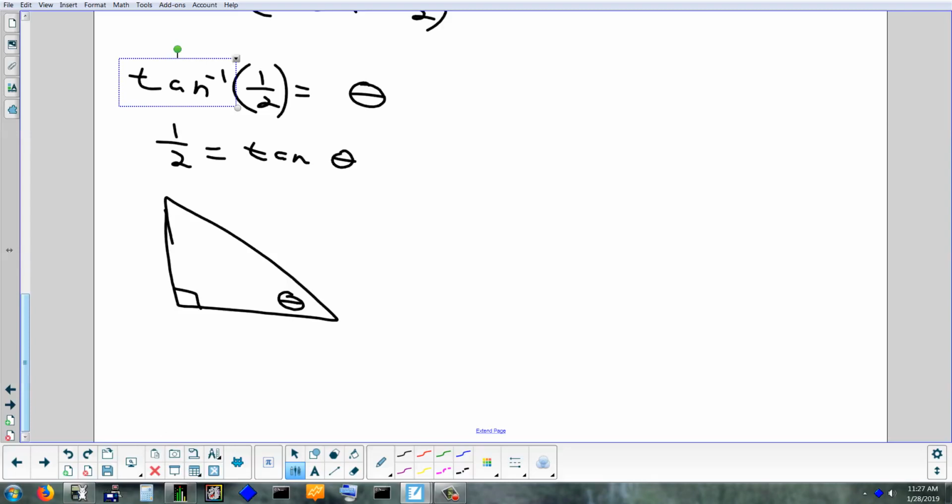Opposite and adjacent. And how long is opposite? 1. Adjacent? 2. So use the Pythagorean theorem to get the third side, and it's going to be the square root of 5.